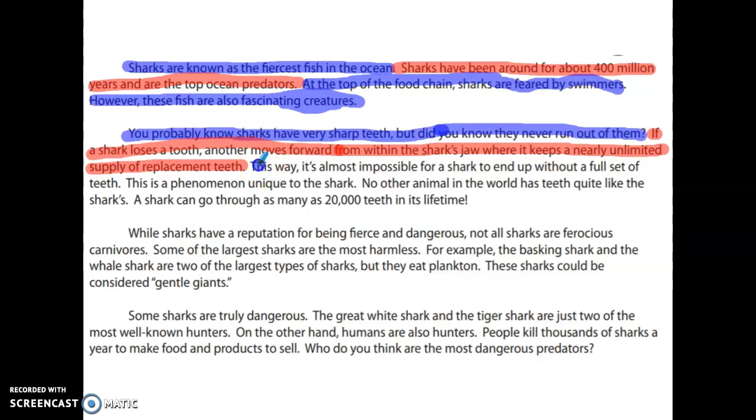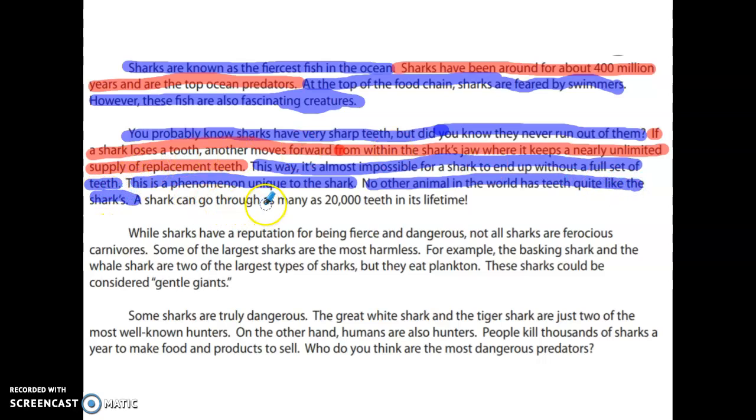That, I think, is obvious. I don't think we need to include that in our summary because we would just be repeating ourselves. This is a phenomenon unique to the shark. Also unimportant to our summary. No other animal in the world has teeth quite like the shark. Unimportant.